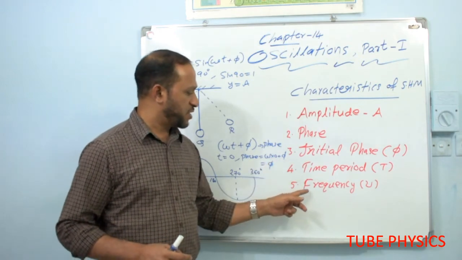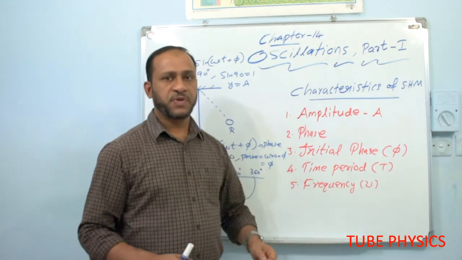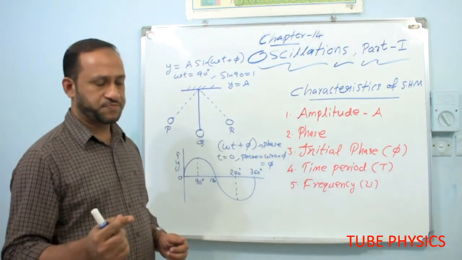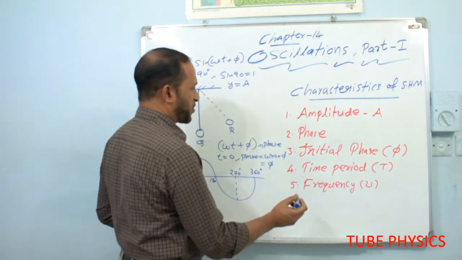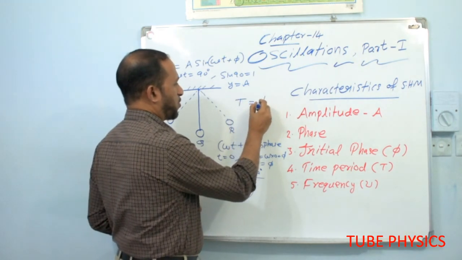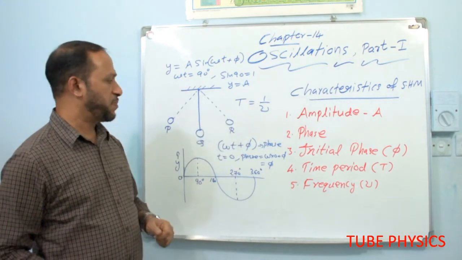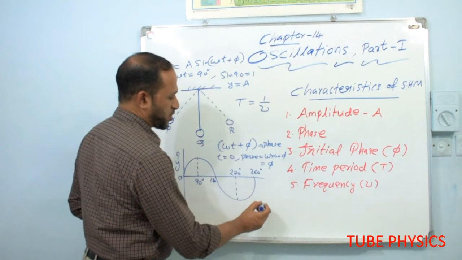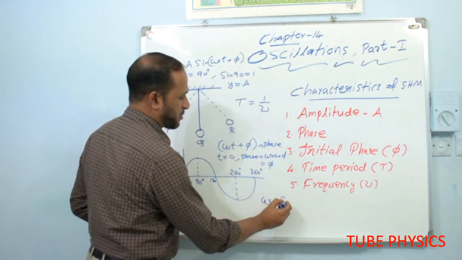Then the fifth one is the frequency of oscillation, that is represented by the letter nu. It is the number of oscillations or number of vibrations in 1 second. So if you consider the time period and frequency, they are related by this equation: T is equal to 1 by nu, that is, the time period is the reciprocal of the frequency. Also the time period is related to the angular velocity.